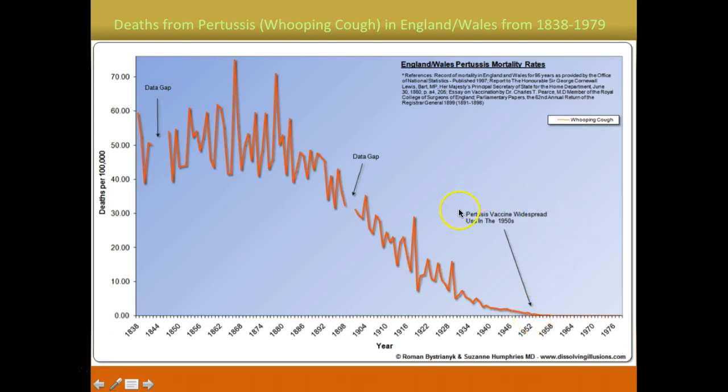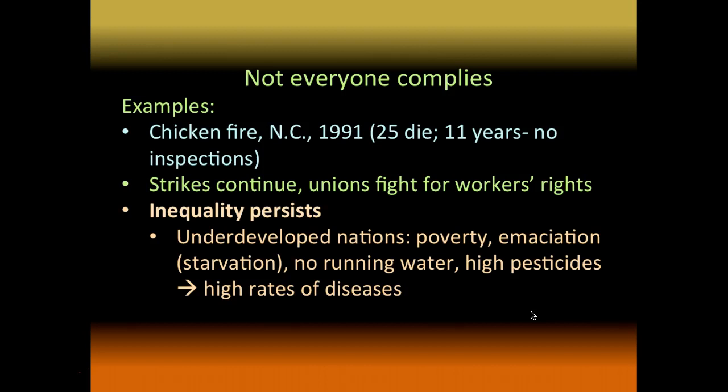And again, interestingly, the pertussis vaccine became widespread in the 1950s, when there were practically no people dying from this disease, which is really interesting to think about why they would create and enforce widespread use of this vaccine when very few people were dying from it, whereas the vaccines have lots of side effects. Interesting. Okay, so of course not everyone complies with these things.